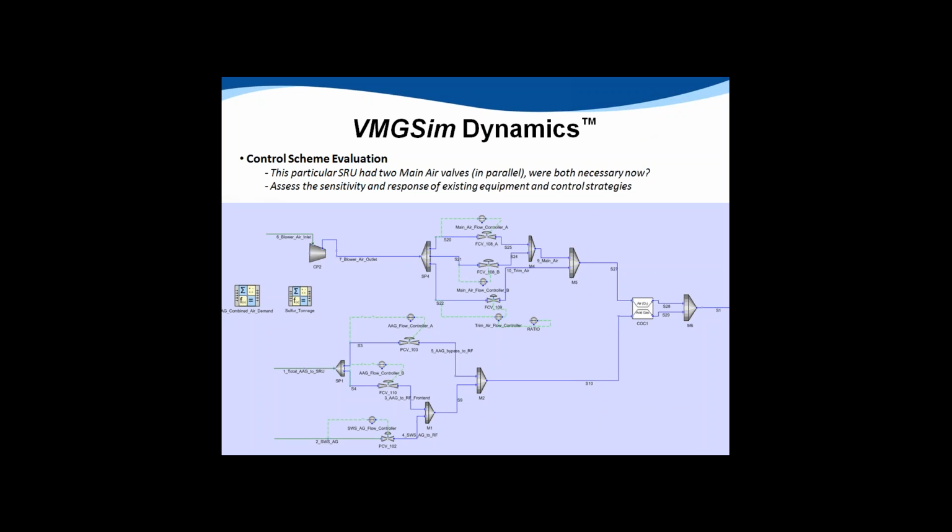And basically, we're able to assess the sensitivity and response of existing equipment and control strategies right here in our live offline virtual plant with VMG Sim Dynamics. We have controllers set up for our main air. You see a control valve. We have our trim air. We have a control valve and controller. We have controllers on our acid gas flow, sour water flow in the bottom. A very, very powerful tool.